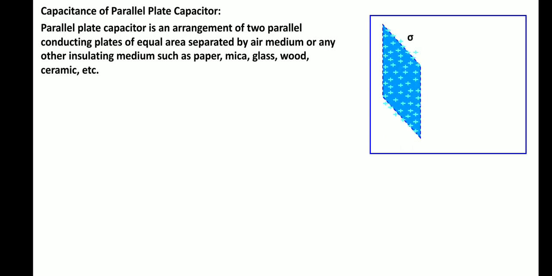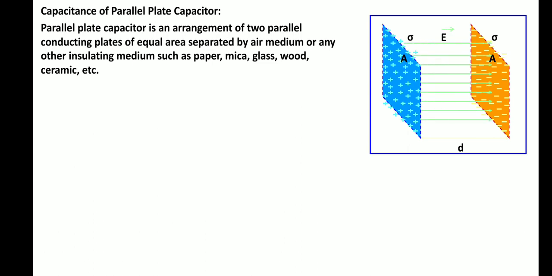So it is a plate A which is fully filled with the positive charge, and there is a surface charge density sigma plus sigma, and another plate B which is fully filled with negative charge and it has a negative surface charge density sigma. Then the distance between the plates is D, and the electric field lines act from positive charge to the negative charge, so that it goes from A to B.